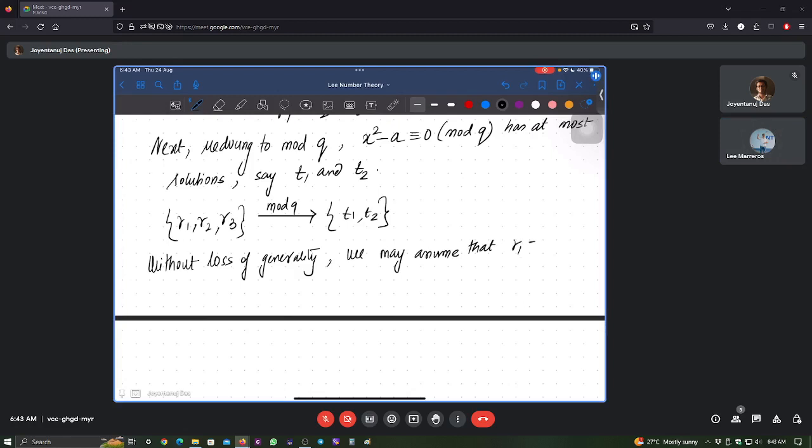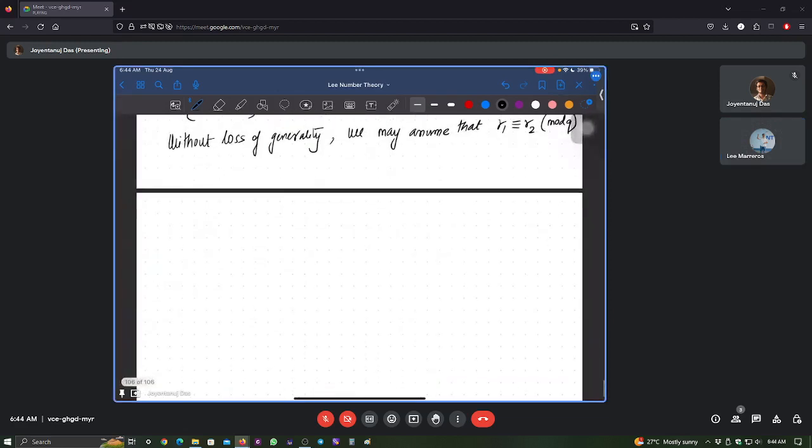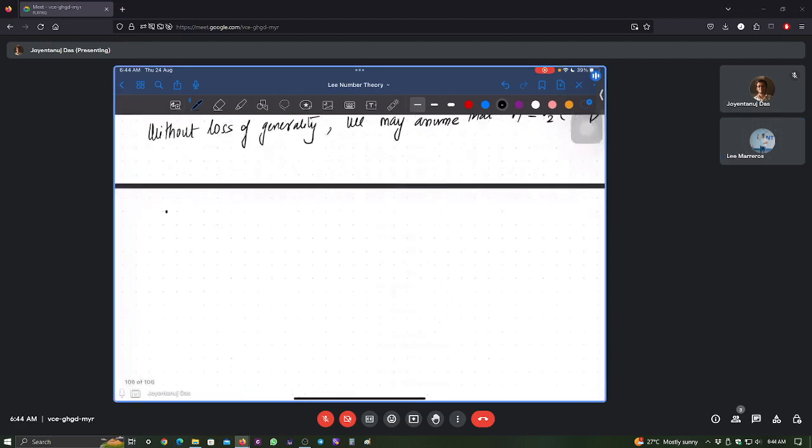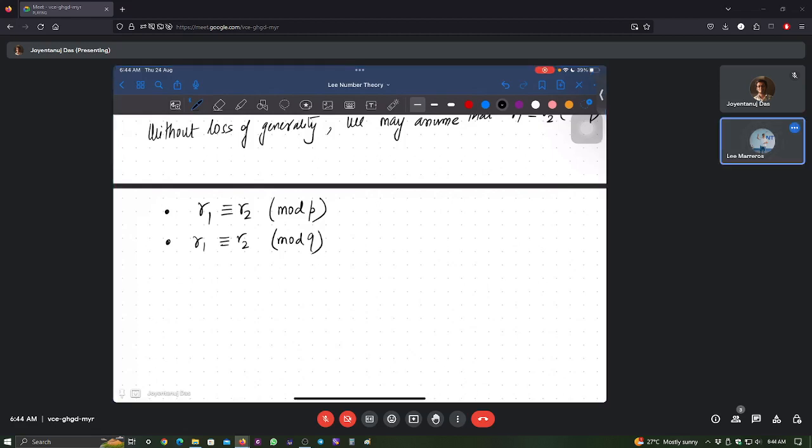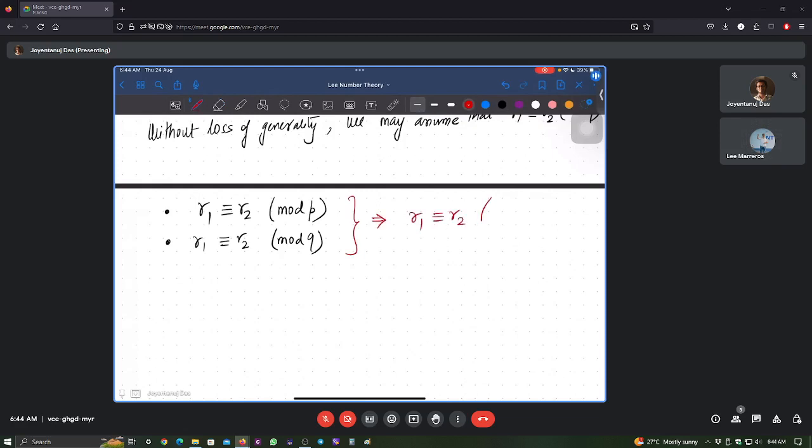So suppose R1 and R2 go to the same box. So R1 and R2 are the same modulo Q, right? Then what do I get? Two things. From the first condition, R1 and R2 are the same modulo P, and from the second condition, R1 and R2 are the same modulo Q as well. Since P and Q are prime, we can combine them, so I can get that R1 is congruent to R2 modulo PQ, right?